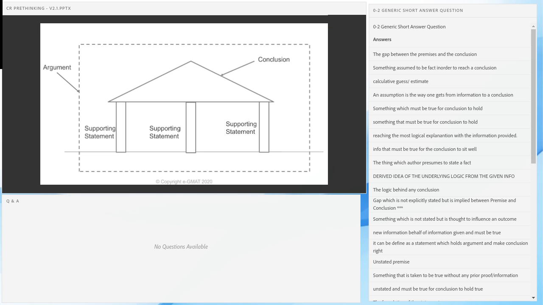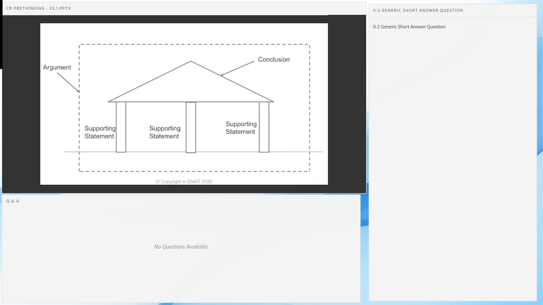So if you want to visualize the role played by assumption, and this is really important because we want to make sure you do this, think of this house as an argument, where the roof is the conclusion, and you have these three pillars that are supporting the conclusion. Each one of these pillars is in many ways a premise. A premise is the statement that makes the conclusion stronger. It strengthens the conclusion. It increases your belief in the conclusion.